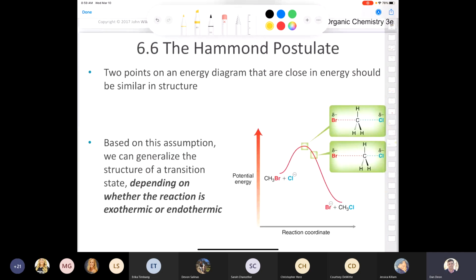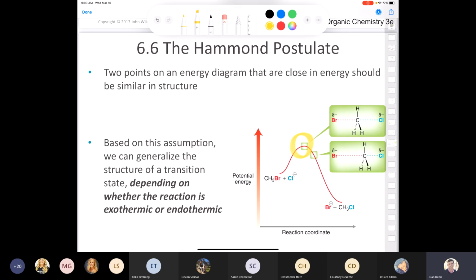Next subject is going to be the Hammond Postulate, and then we're going to move on to section 6.7, which is really where the rubber meets the road, and that's when we're going to start talking about new concepts in this chapter. So the last thing is the Hammond Postulate. Don't be intimidated by the name. Postulate sounds complicated, but it's not meant to be complicated at all. The Hammond Postulate is just looking at the maximum, looking at the transition state, and concluding whether the transition state more closely resembles the reactants or the products.